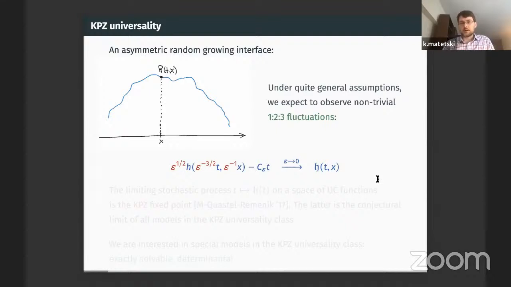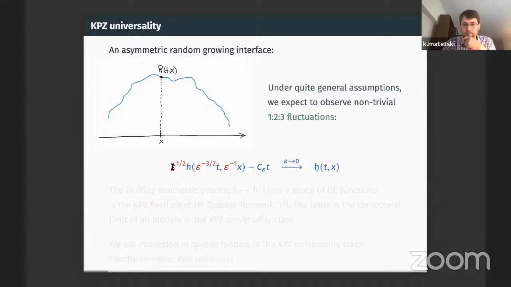So in general, we're interested in describing the fluctuations of random growing interfaces. So roughly speaking, we have a random growing interface h, which evolves in time t, and for each t, it gives a function in the spatial variable x. So it has some random fluctuations, it evolves in time, and under quite general assumptions on this evolution, we expect to observe non-trivial 1:2:3 fluctuations. So what it means is the following.